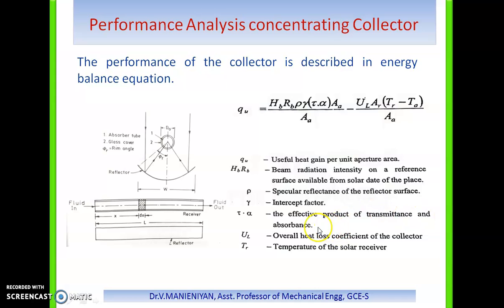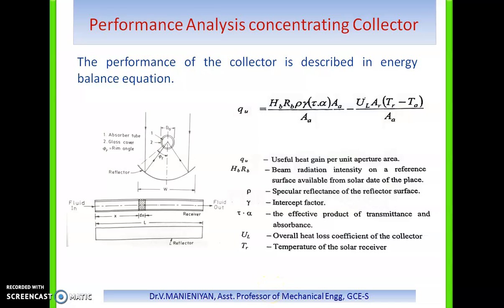effective product of transmittance and absorptance. That is the transmittance of the cover and absorptance of the receiver. And A is the area of the collector, and AR is the area of the receiver, and UL is the overall heat loss coefficient of the collector or receiver, and TR is the receiver surface temperature at point X, and TA is the ambient temperature.